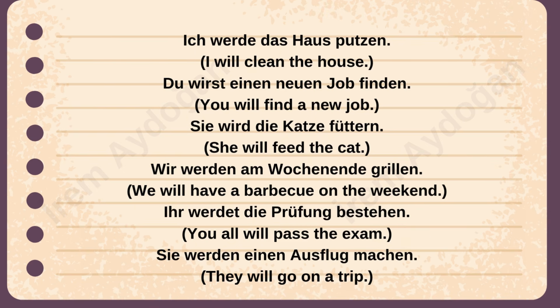Ihr werdet die Prüfung bestehen, you, all of you, I mean, will pass the exam. Sie werden einen Ausflug machen, they will go on a trip. So, we can understand from the examples that the structure is first the subject and werden, and the object, and then the infinitive form of the verb. Now let's check the time expressions with werden.